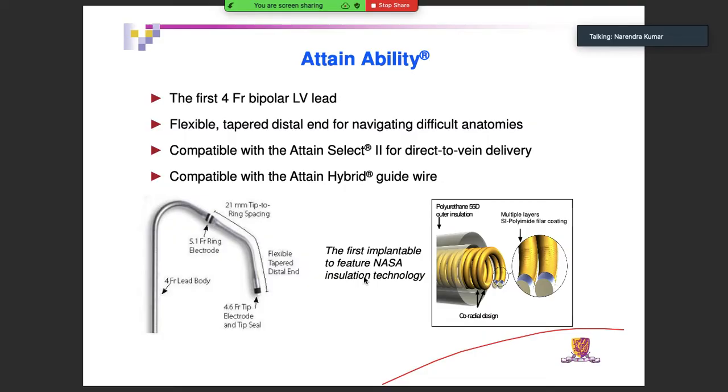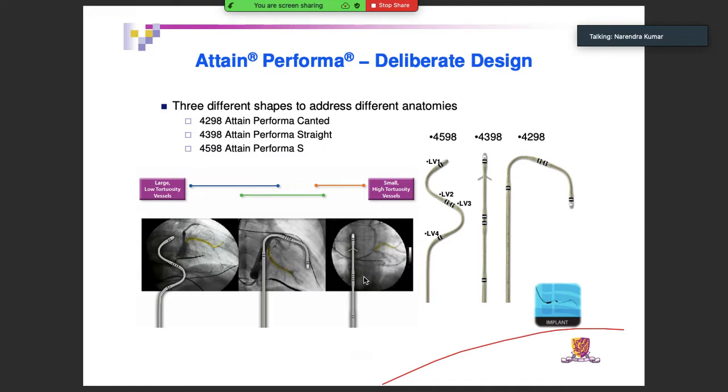And then comes the Attain Ability. Attain Ability is like the first four French bipolar LV lead. So it is pretty flexible, and even if there are some difficult anatomies, it is easy to use. And also, if you are trying to use a hybrid guide wire, it's pretty helpful, in fact.